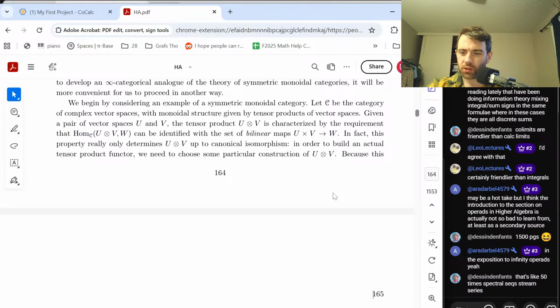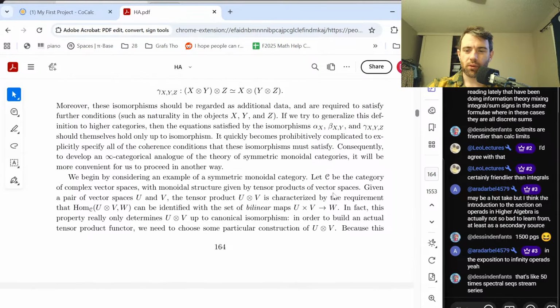That's like 50 times spectral sequence stream series. What, the number of pages?